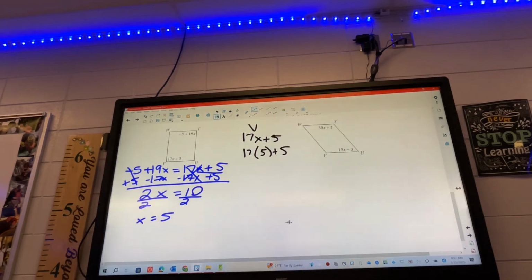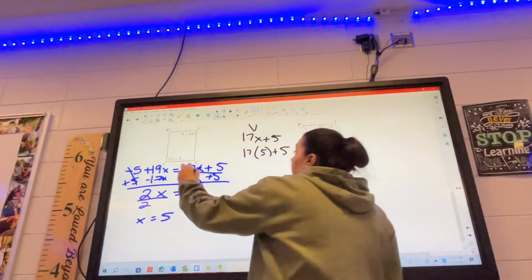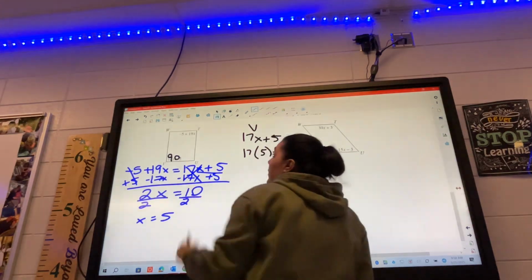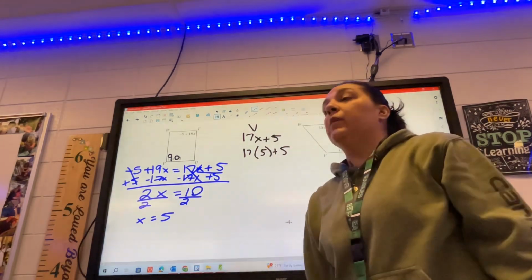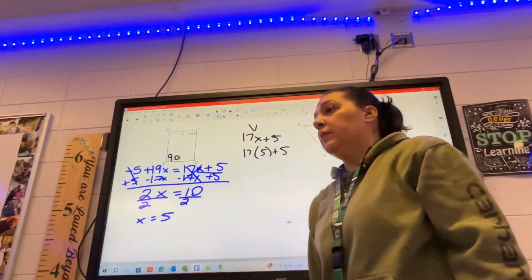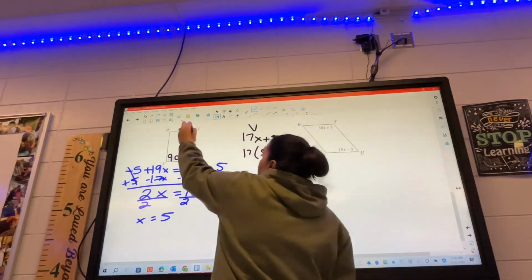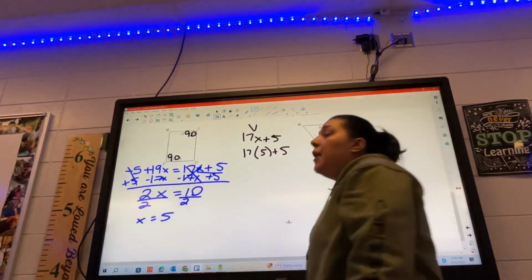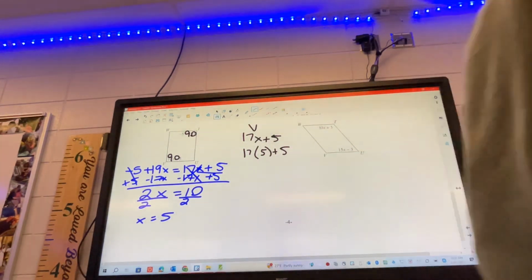90? Somebody agree? Okay. So if this is 90, what's the other one that's also 90 for sure? T. T is also 90. Okay, so we also know that T is 90. How can I figure out W then?